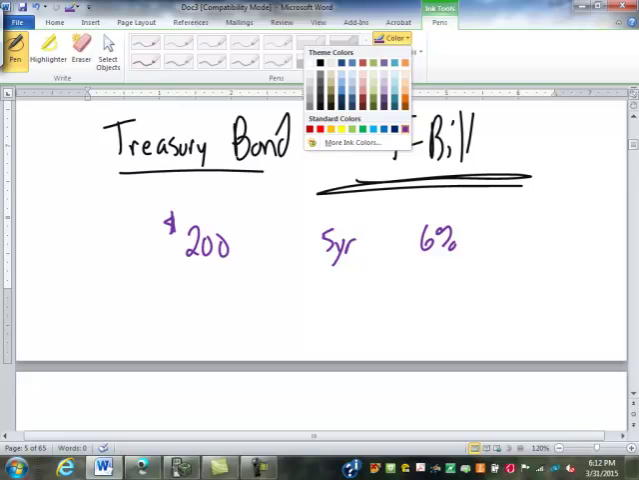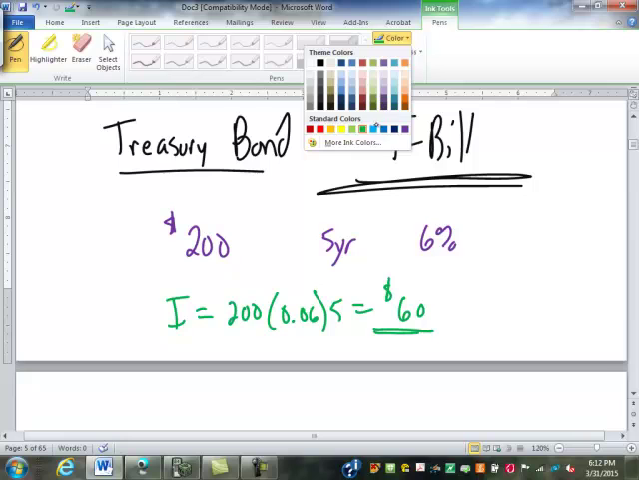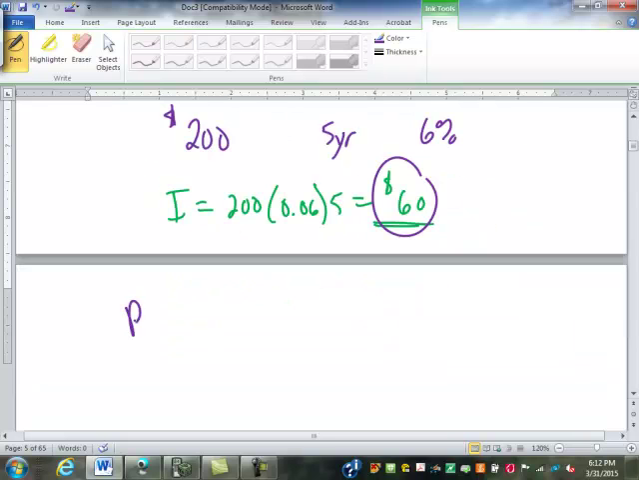it's basically a discount note, but instead of being the borrower, you're now the lender. The borrower is the federal government. So what you're figuring out is the discount, which is going to be the $200 times 0.06 times 5, which is what, $60? Does that sound right? So that is the discount. That's how much interest you're going to earn on that over the 5 years. What you pay is the proceeds. So 200 minus 60, you would pay $140 for that.